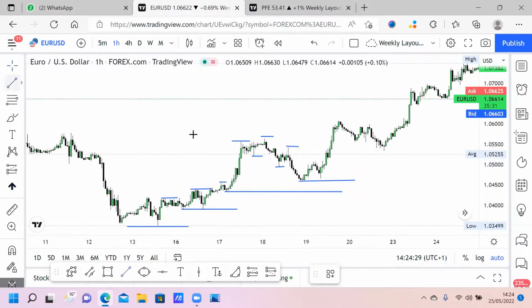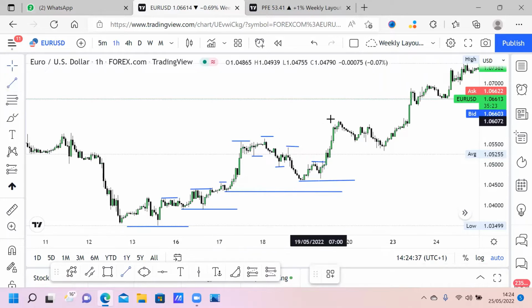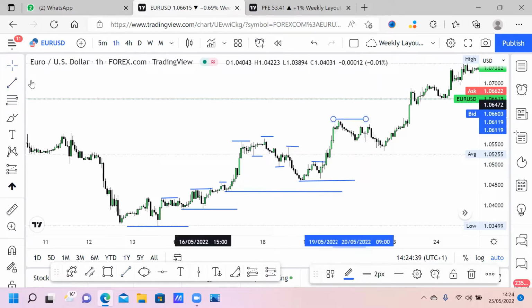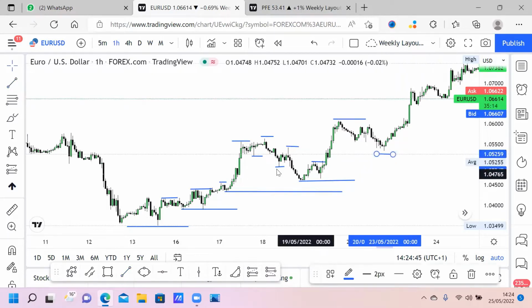Now it made a higher high, a higher low, a higher high, a higher low. So where it reversed from, it's still going back in its normal trend. The trend is still going up.